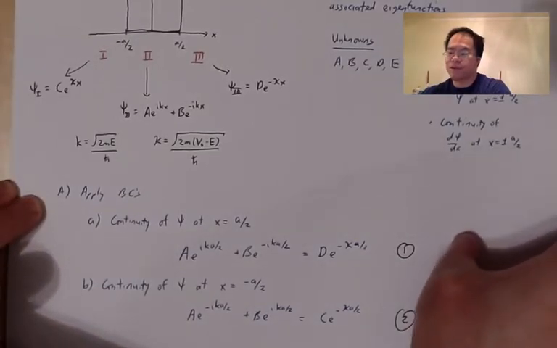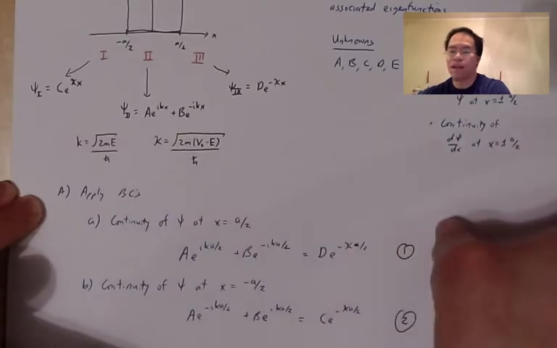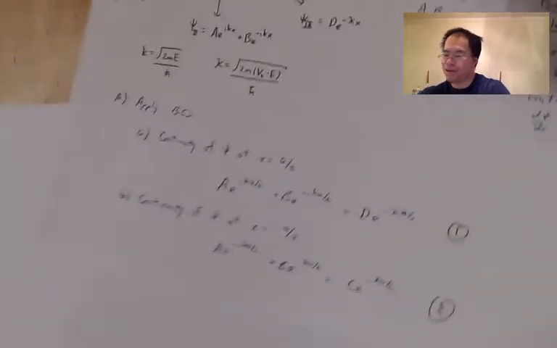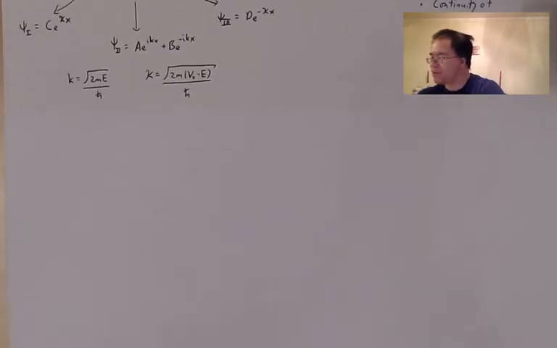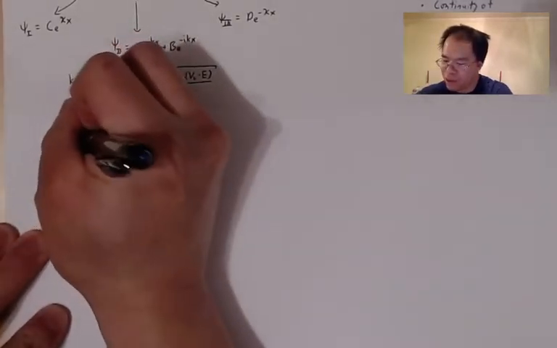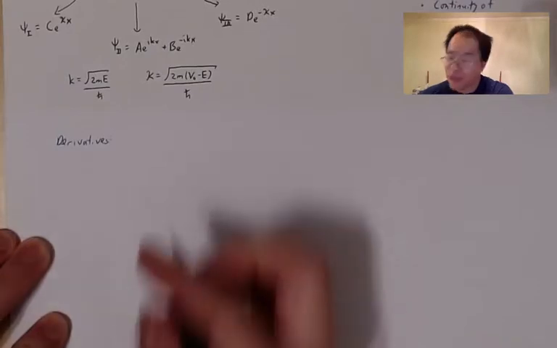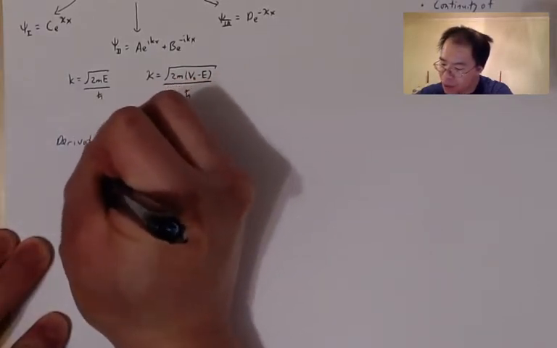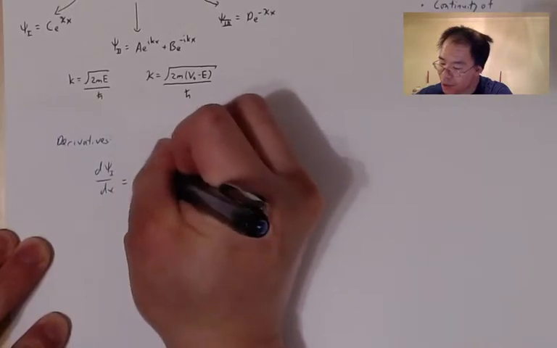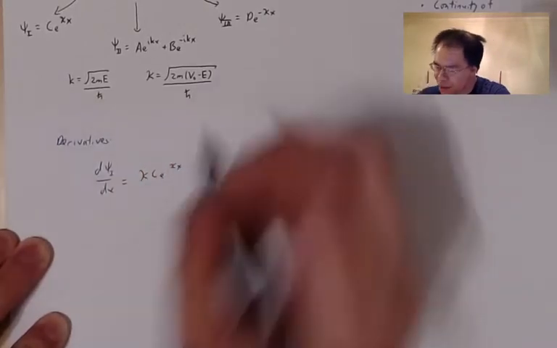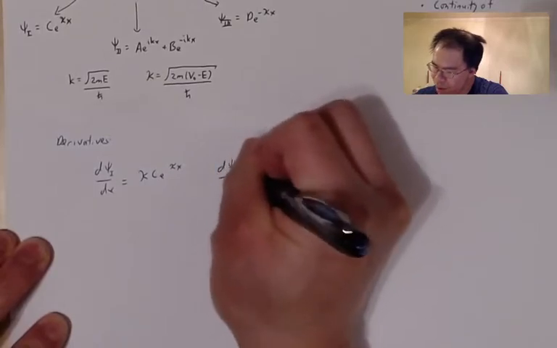All right, at this point, we're going to need to use the continuity of the derivative. So why don't I go ahead and differentiate psi 1 and psi 3. Maybe I can rearrange this a little bit. Let's work out the derivatives first, and then we'll be able to proceed. So d psi 1 dx: I differentiate this, it pulls down a factor of kappa, so I get kappa C e to the kappa x. For region 2, I have complex exponentials, so I have d psi 2 dx.